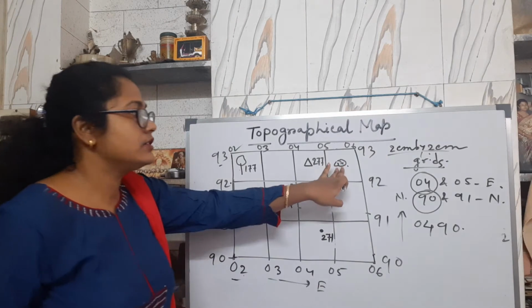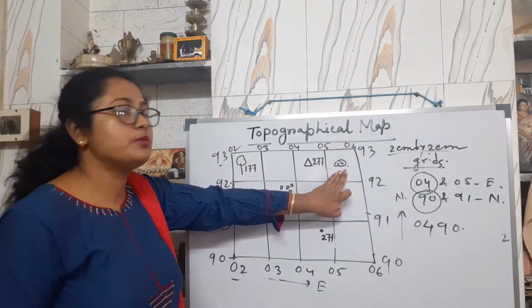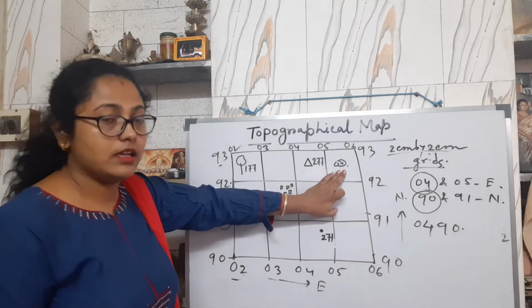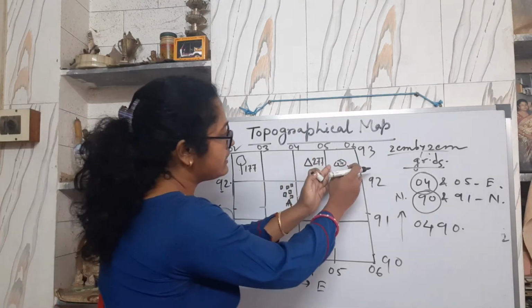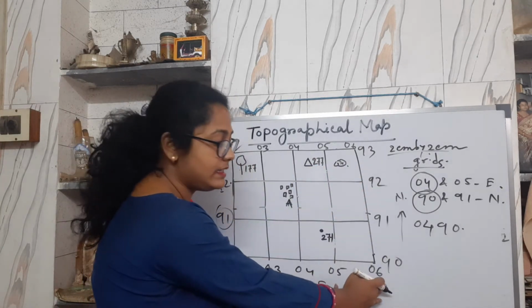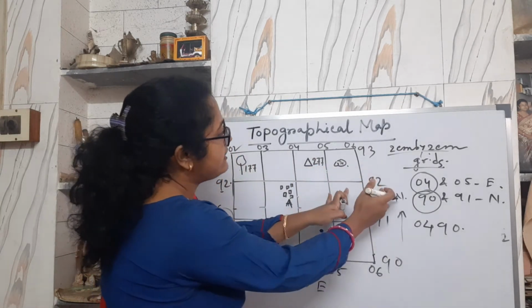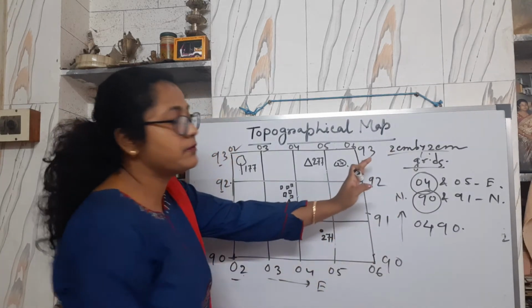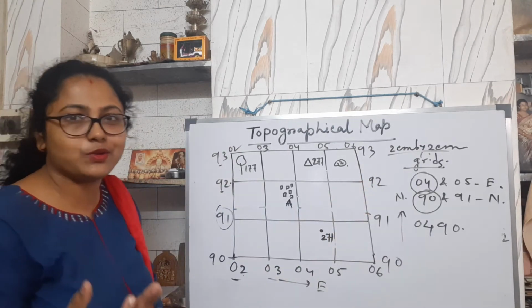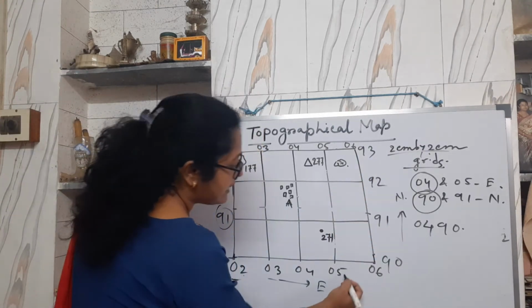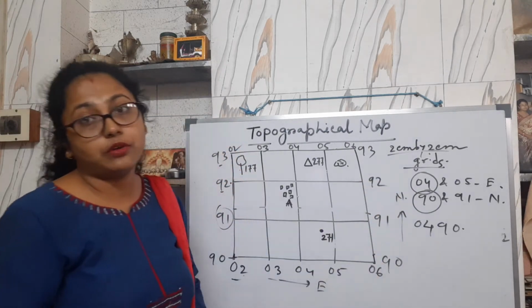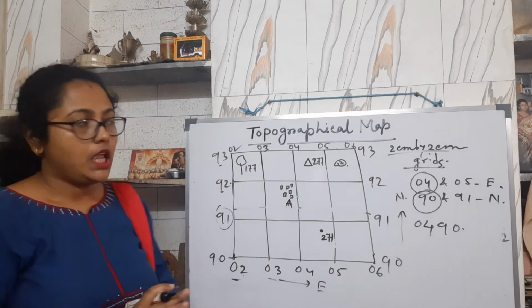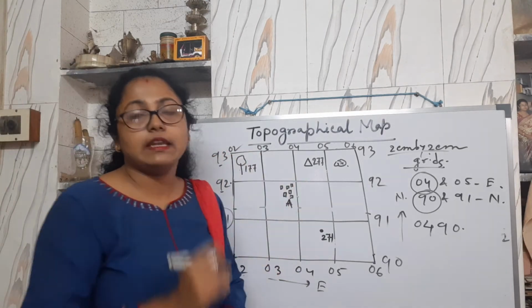This is called the dry tank. This is the conventional symbol of dry tank. If the question is to find out the 4-figure grid reference of the dry tank, what should be your answer? The dry tank is situated between 05 and 06 easting; lower value is 05. 92 and 93 northings; lower value is 92. So your 4-figure grid reference for dry tank is 0592. This is your 4-figure grid reference to get the proper location of any place.